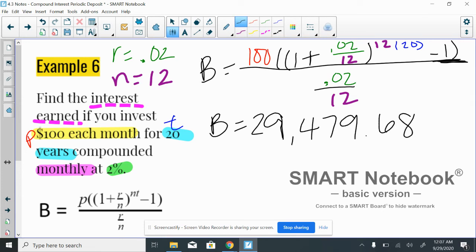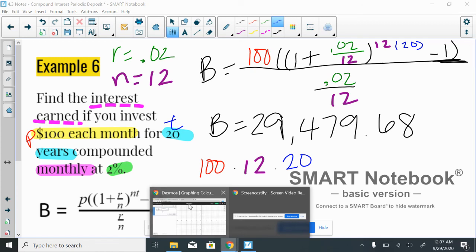Nothing crazy there. We did that on examples 1 through 4 as well. And on examples 1 through 4, if I want my account balance, then I would be done. But this one doesn't ask for account balance, it asks for interest earned. So what I'm going to need to do is find out how much I put into the account. So I'm going to take my principal of 100, I'm going to multiply that by my compounding time, which in this case is 12 months, 12 months a year. So times 12 times the number of years. So that's going to tell me how much I put into the account.